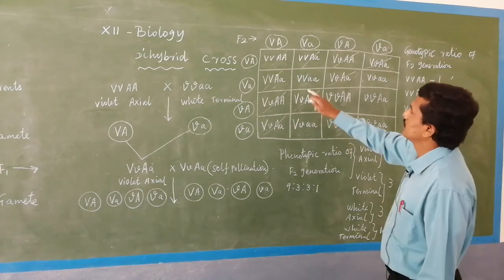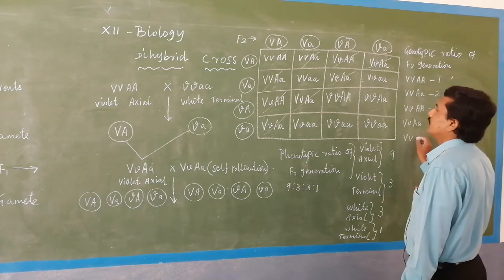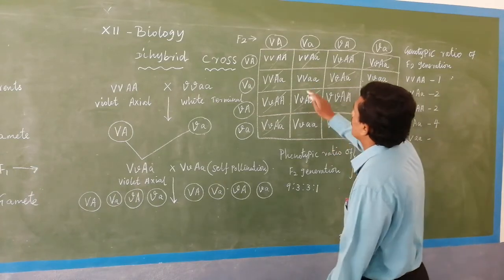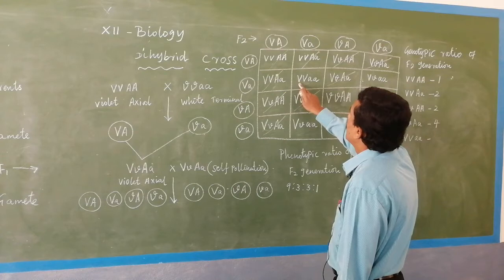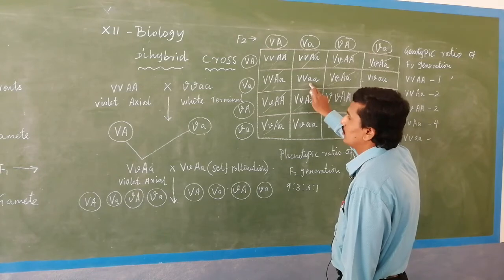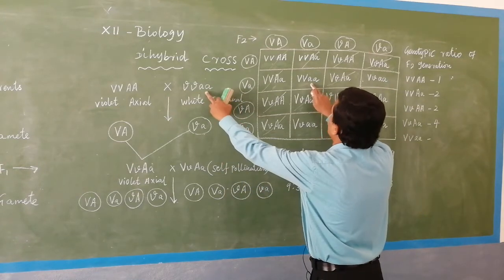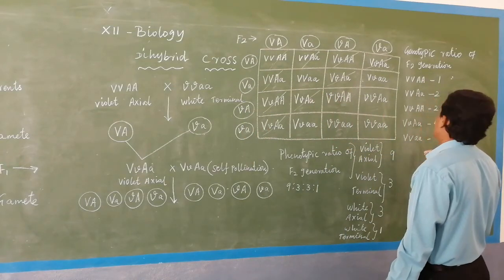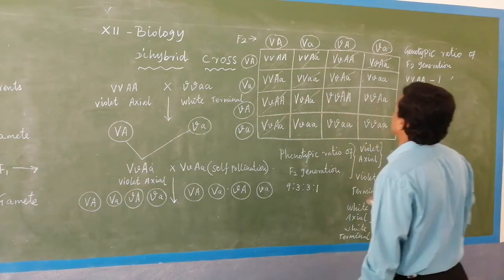Then next one: capital V, capital V, small a, small a. What is this? Homozygous violet and homozygous terminal. Listen, with the parent, homozygous terminal. So capital V, small a. How many? Only 1.